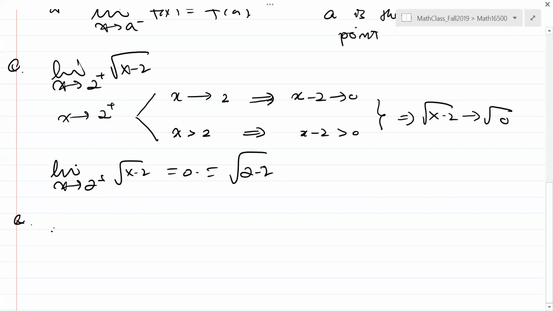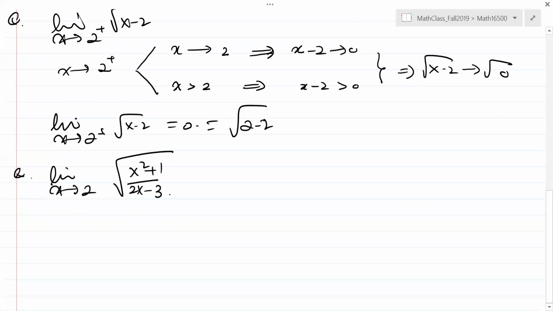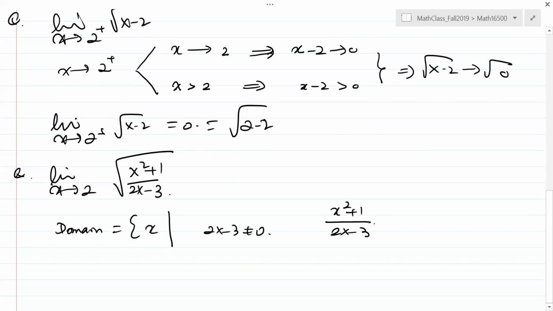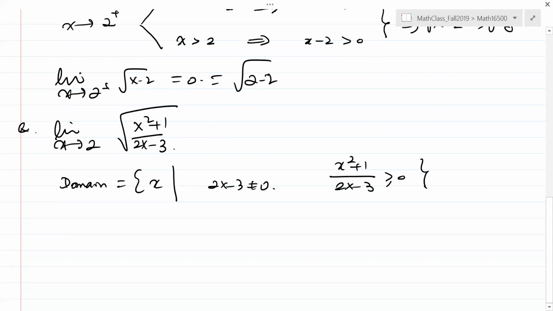Okay, so now let's find the limit as x approaches 2 of the square root of x squared plus 1 over 2x minus 3. This is an elementary function, as long as you can express it using radicals, squares and so on. Now, what is the domain of this function? First of all, 2x minus 3 cannot be 0, and x squared plus 1 over 2x minus 3 should be greater than or equal to 0. The numerator is always positive, so the only problem is from the denominator.